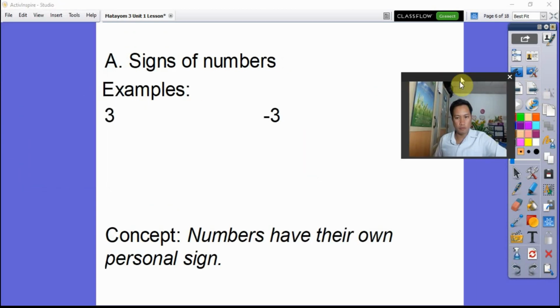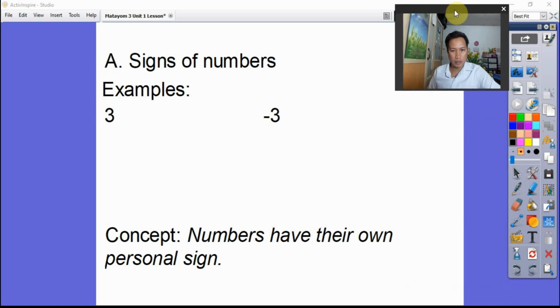All right, now let me put my face here, left and right side. Now we have the first concept here, signs of numbers. Numbers are absolute. 1 is 1, you cannot change it. 2 is 2, you cannot change it. Negative 1 is negative 1. 3 is 3 or positive 3, it's the same thing. Minus 3 is minus 3. That's why we say that 3 is not the same as negative 3.